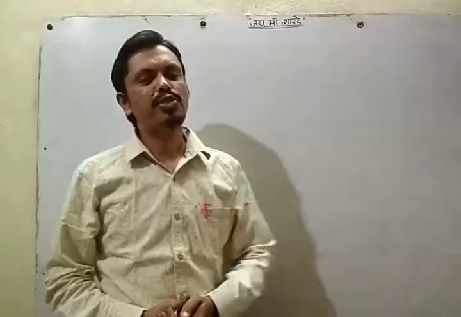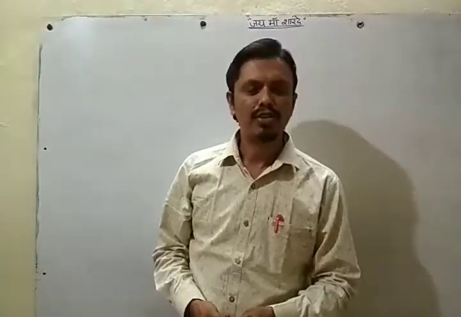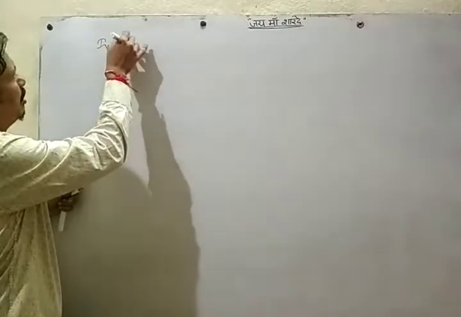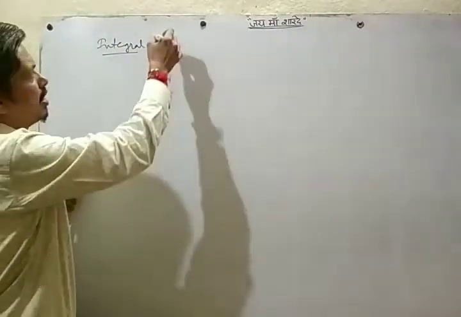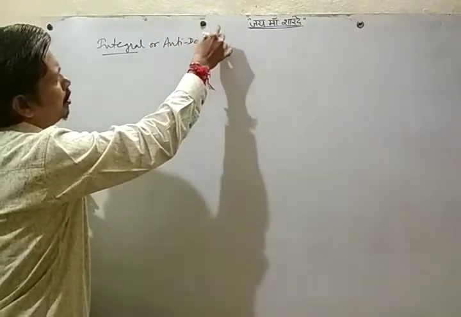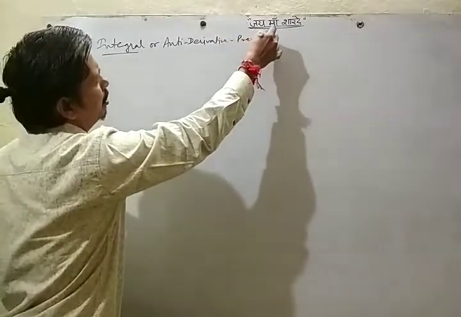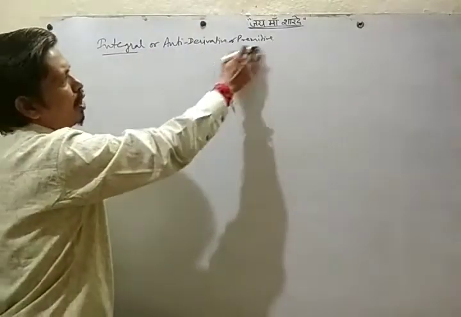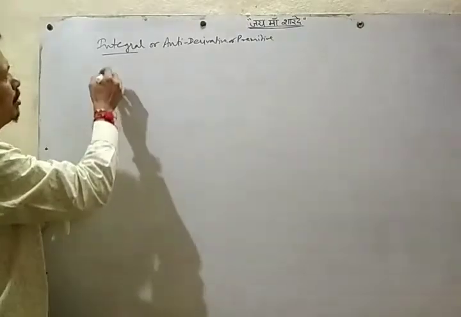Good morning students. Today we are going to start our chapter 7, integral. Okay? So first of all, what is integral? Integral, or another name for this is antiderivative or primitive. Integral, antiderivative or primitive. Okay? So what is integral or antiderivative?